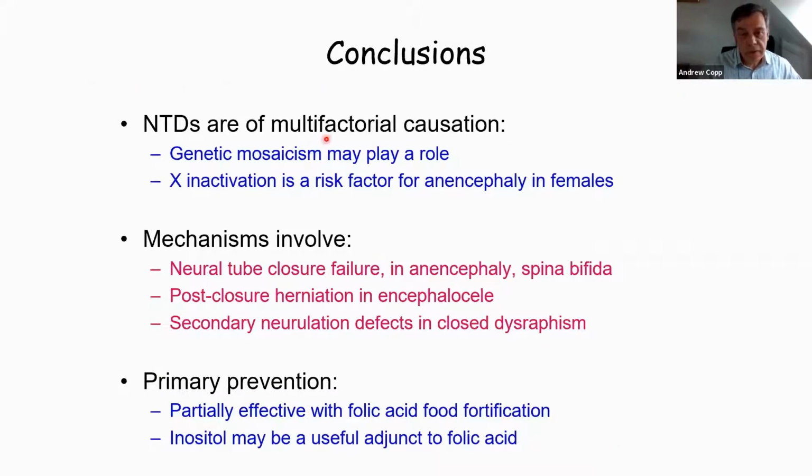So just to conclude then, we've seen that neural tube defects are multifactorial in causation, and I've shown you a little bit about genetic mosaicism and exon activation. There are multiple mechanisms involved in the embryo: closure of the neural tube, post-closure herniation in the case of encephalocele, and I didn't talk about it much, but secondary neurulation defects as well. And primary prevention is partly effective with folic acid, but only partially. And so we're wondering whether inositol may be a useful adjunct to folic acid for the future.